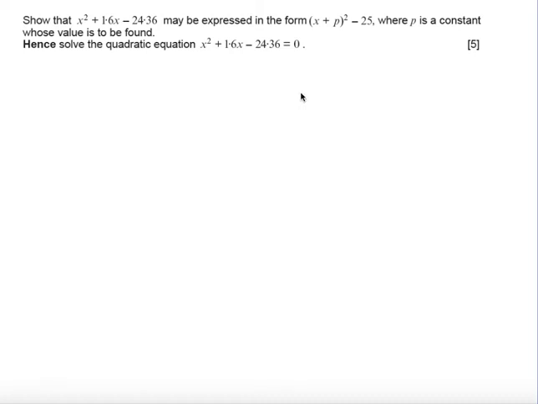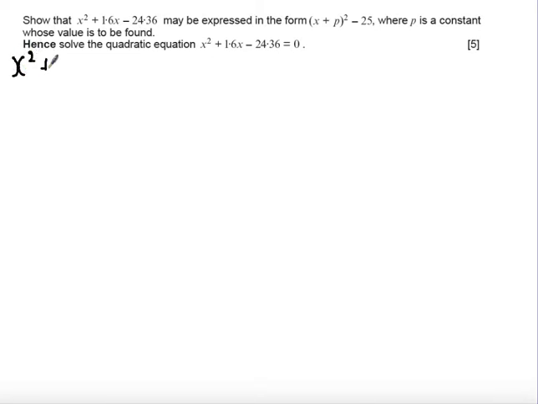In this question, we're asked to show that x squared plus 1.6x minus 24.36 may be expressed in the form (x plus p) squared minus 25, where p is a constant whose value is to be found. Hence, we are asked to solve the quadratic equation x squared plus 1.6x minus 24.36 equals 0. So initially, this first part of the question is asking us to complete the square. So let's just start by completing the square.